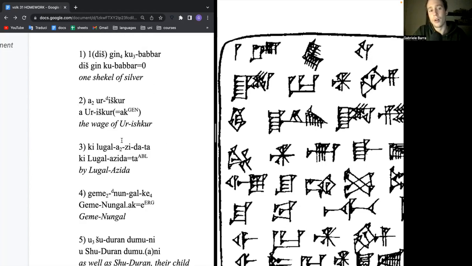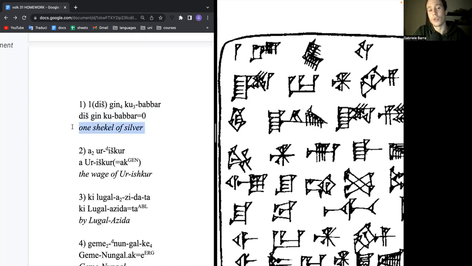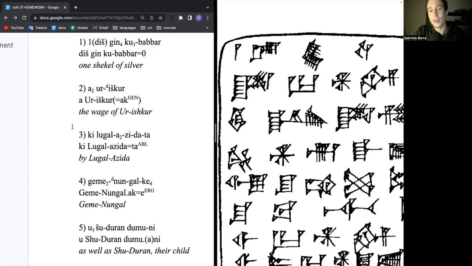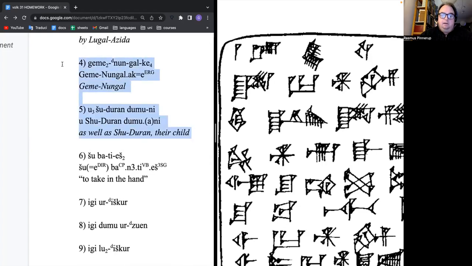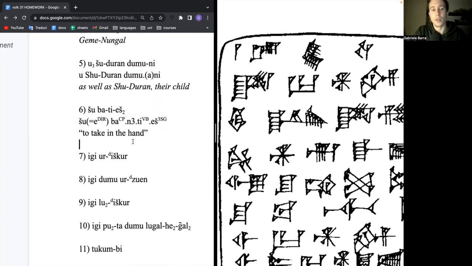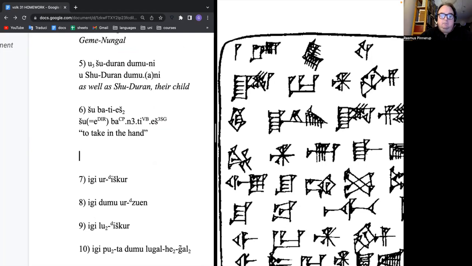To take what? Well, the direct object. So the one shekel of silver. Yes, and then for a moment, by the esh. Could you explain what that's doing in there? I think the esh here, of course, is the plural marker, and it refers to Gemenungal and Shuduran. I think those are the subject. Yep. So they received the shekel of silver.